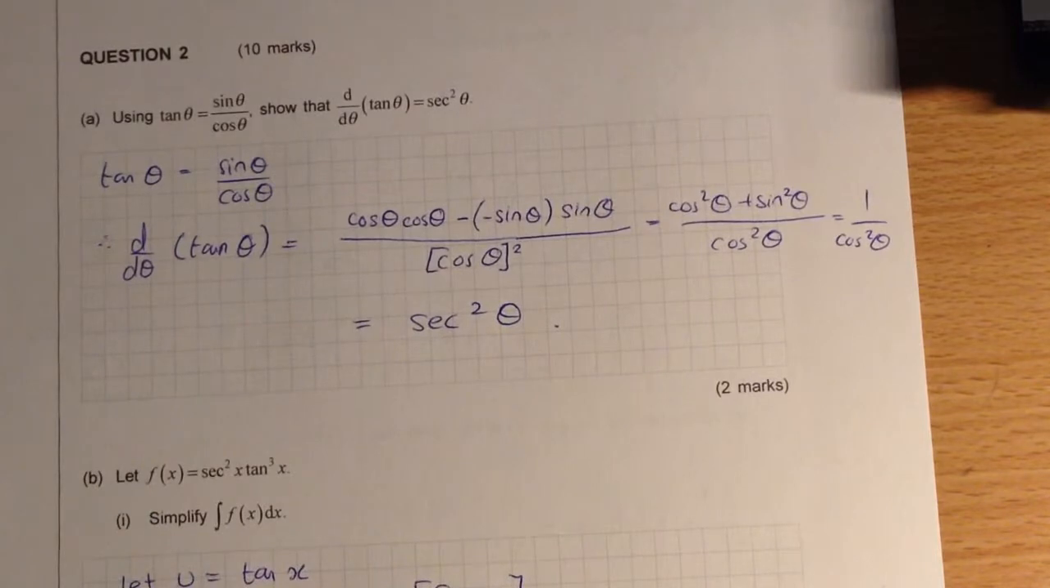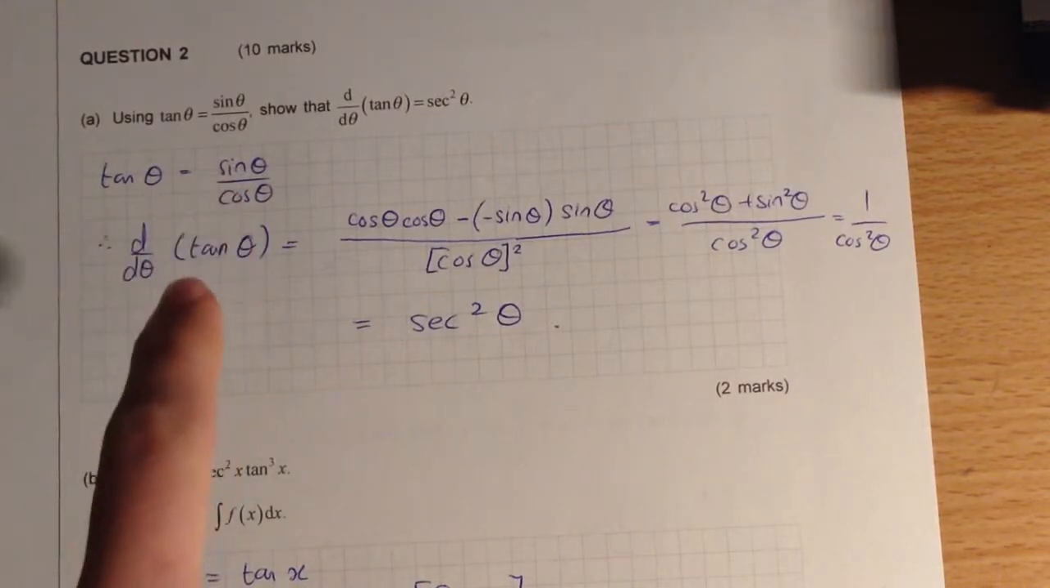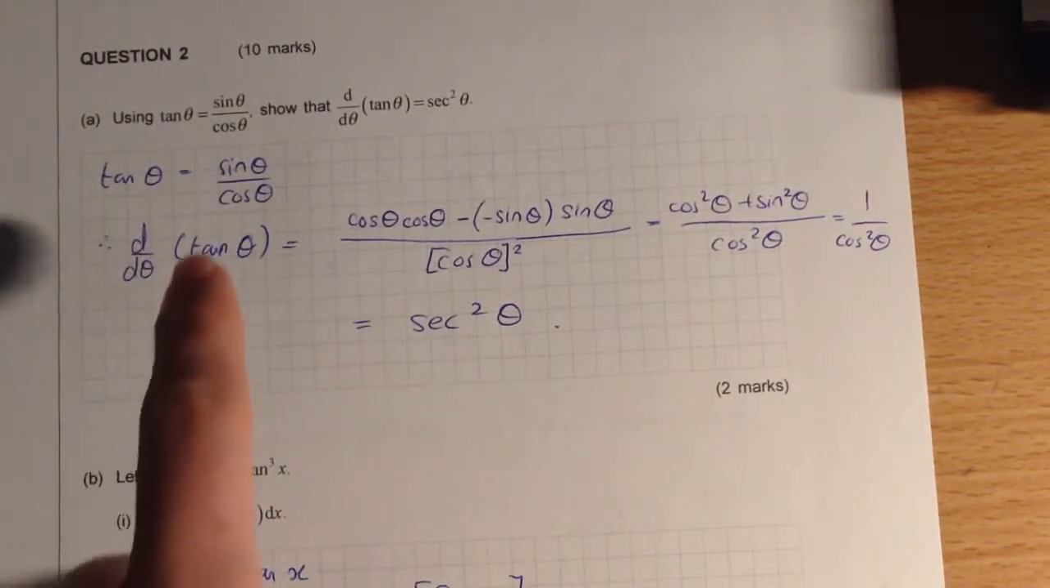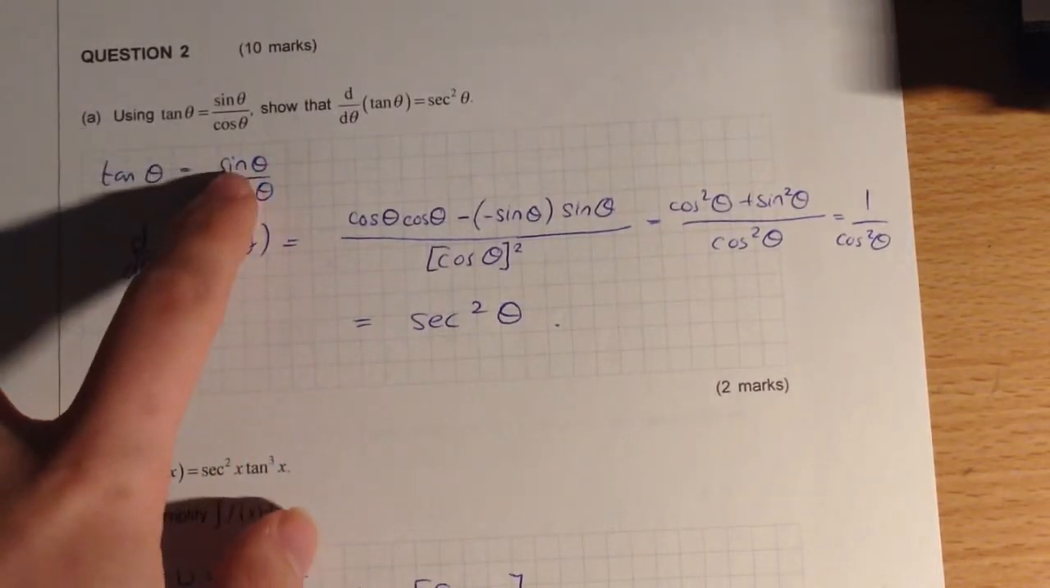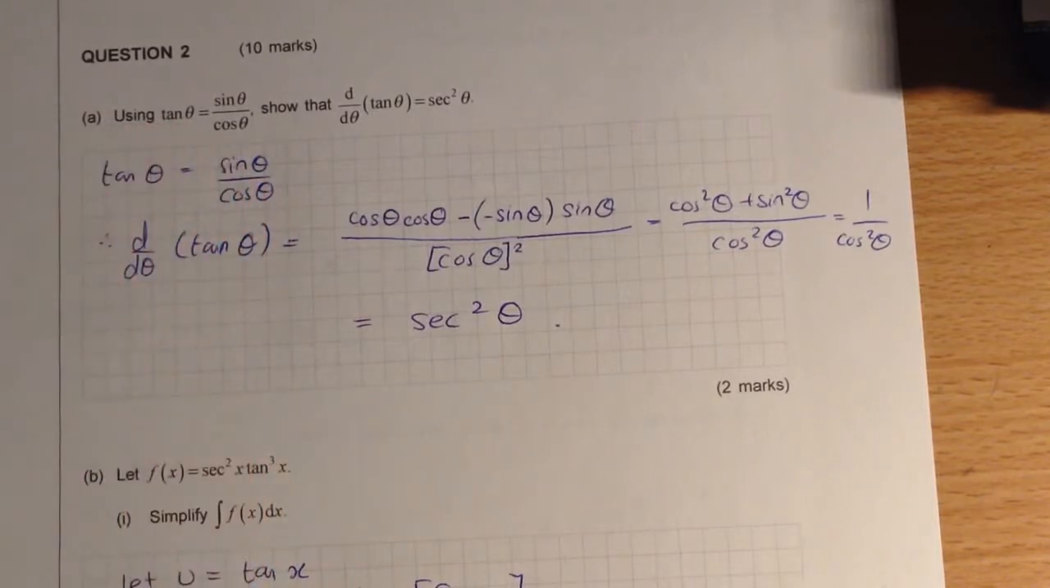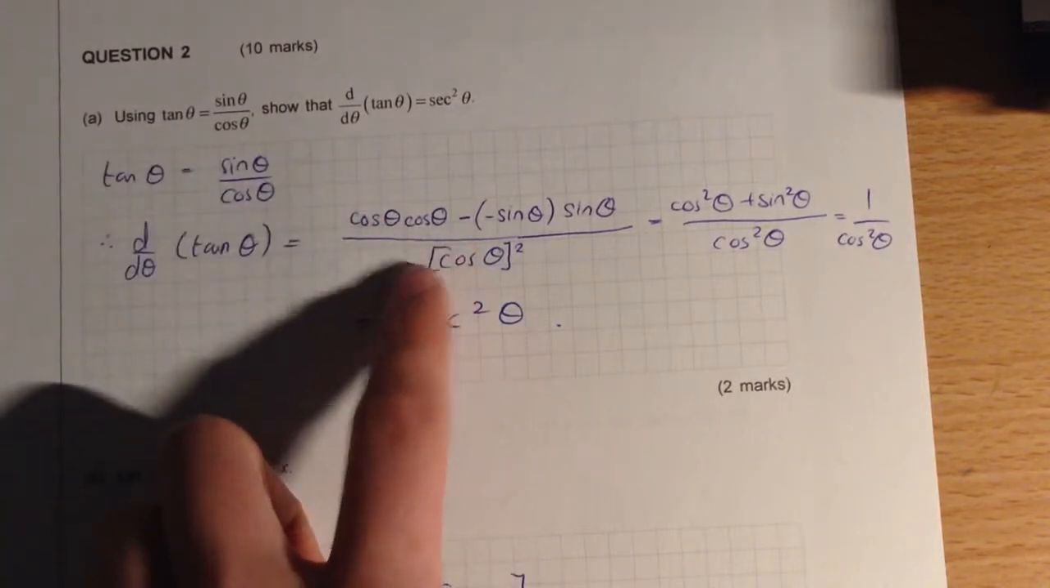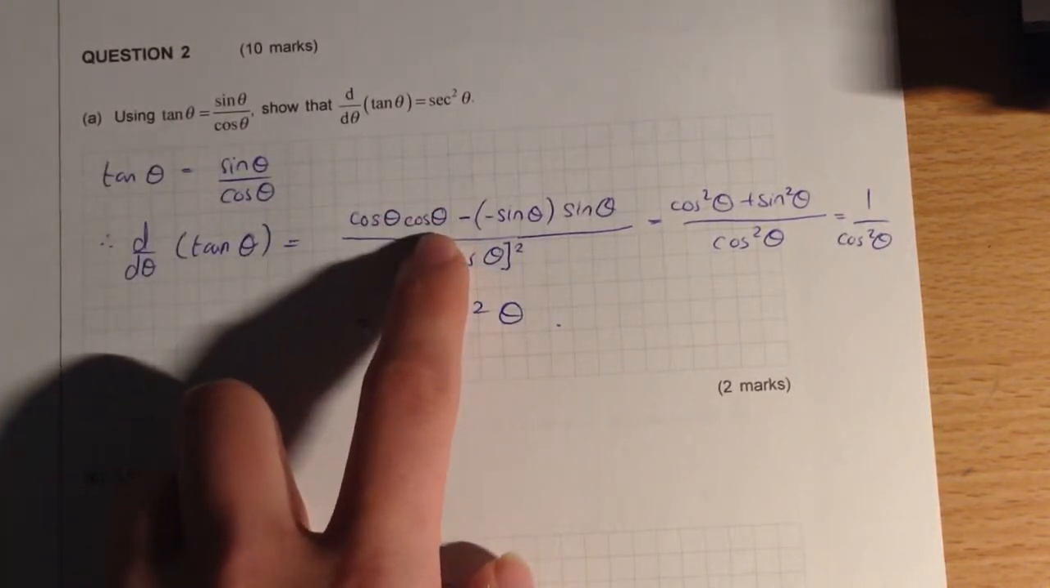First off, we're asked to use the fact that tan theta is sine theta on cos theta to show that the derivative of tan theta is sec squared theta, which is 1 on cos squared theta. So tan theta equals sine theta on cos theta, and therefore for the derivative of tan theta, we use the quotient rule. What we do is differentiate the numerator. The derivative of sine theta is cos theta, and then we multiply it by the denominator. So we end up with cos theta, cos theta.